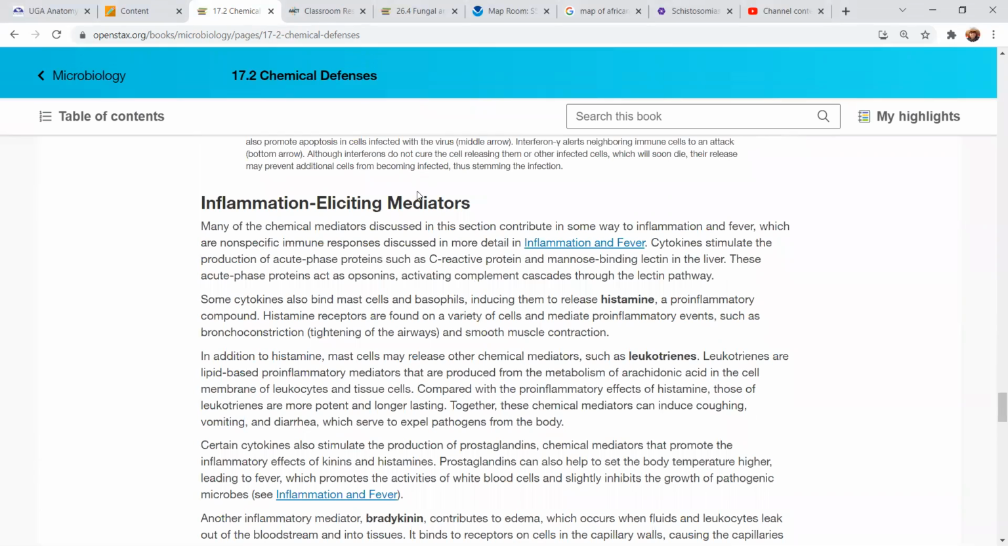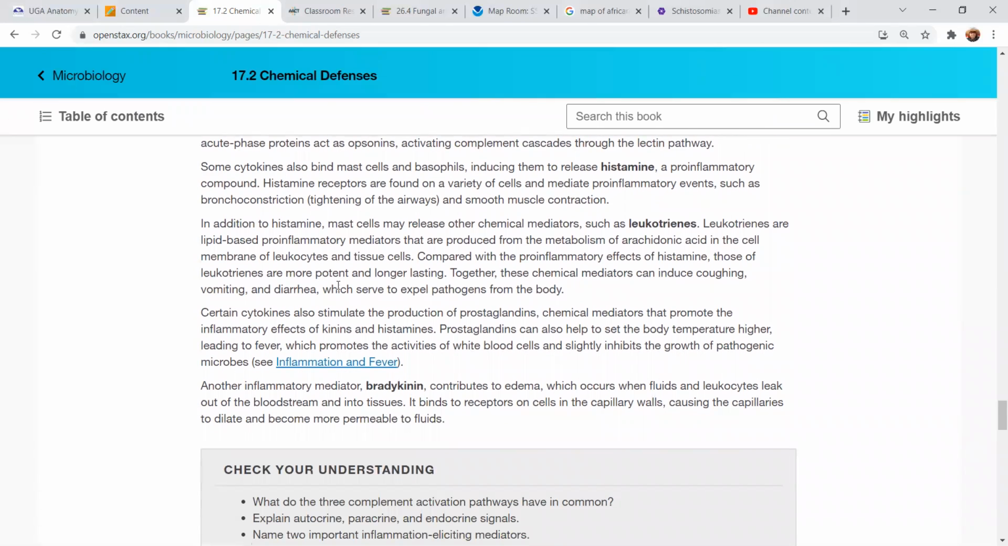We also have some inflammation eliciting mediators. One of these is histamine, which regulates and supports inflammation. Leukotrienes are also pro-inflammatory mediators. They are more potent and longer lasting than histamine. They can induce coughing, vomiting, and diarrhea, which can, of course, expel pathogens from the body.